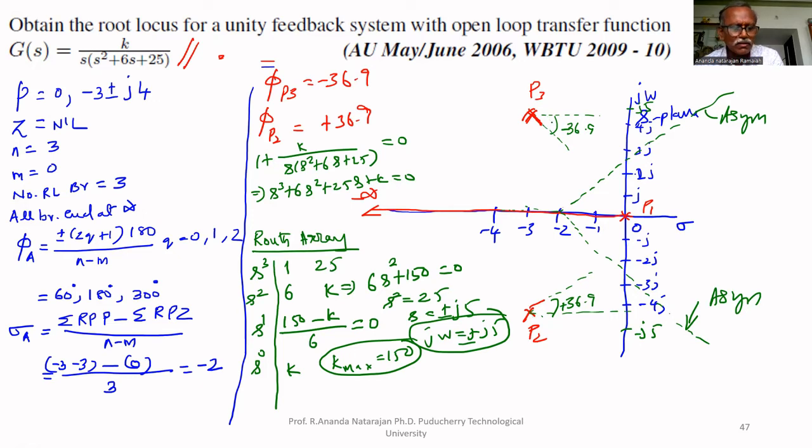Therefore, now we can draw the root locus that goes this way, and this also goes to infinity this way. So it goes up to infinity. That's all.